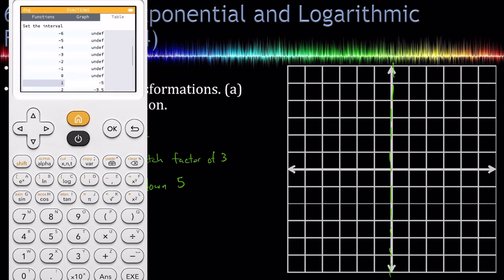It's negative. All right, so we have 1 and negative 5, 2 and negative 3.5, 3 and negative 2.6, 4 and negative 2, 5 and negative 1.5, 6 and negative 1.2. So it looks like it's curving like that in the bottom corner of our graph.